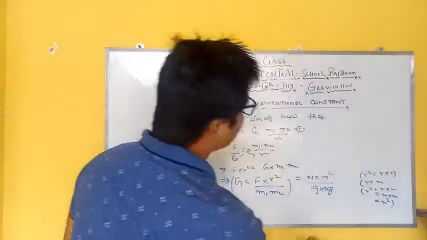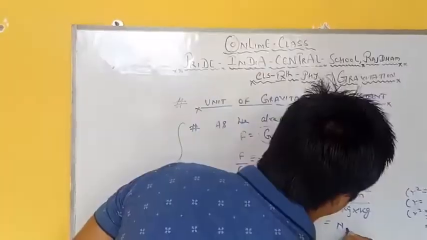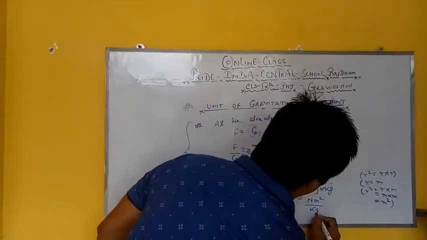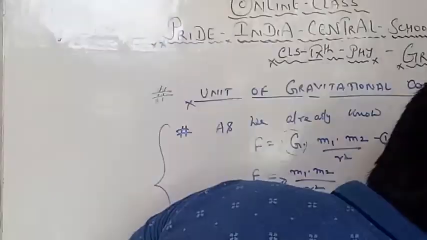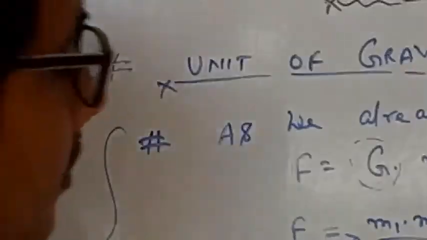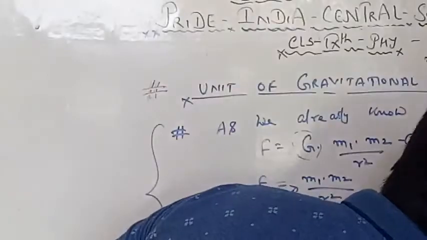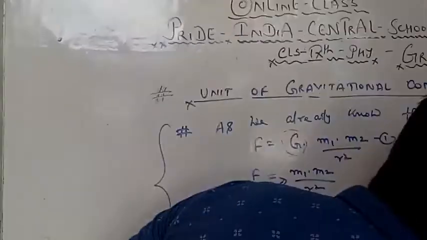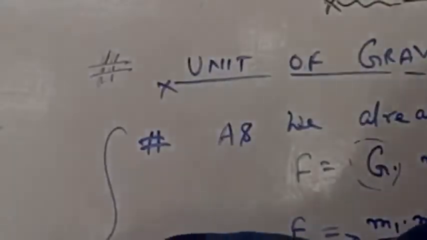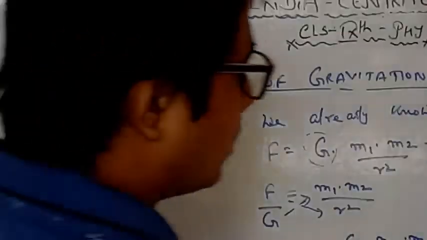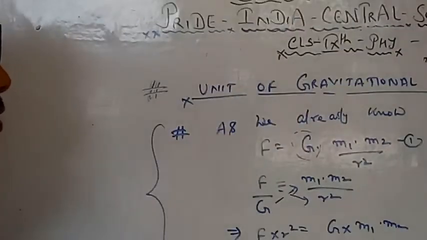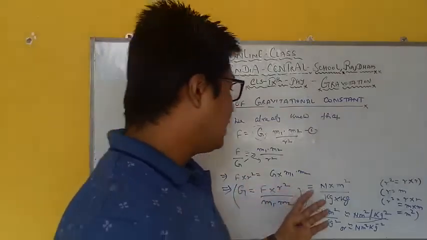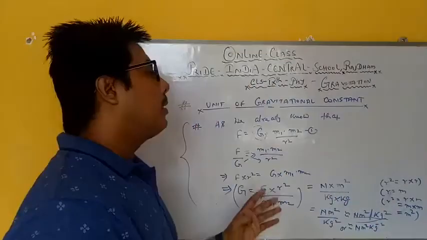Kg into kg. So this becomes Newton meter square per kg square, or we can also write it as Newton meter square kg to the power minus 2. If you don't put the slash, you write kg to the power of minus 2. So this is the unit of gravitational constant. I think this might be very much clear to you. There might be no problem in this.